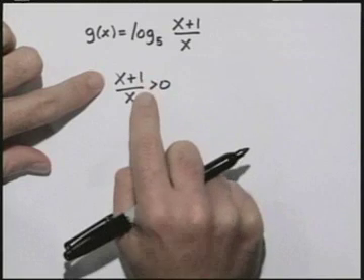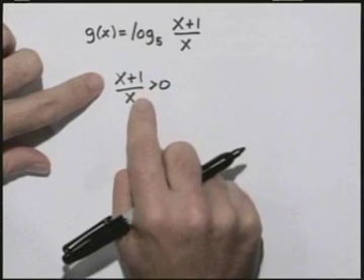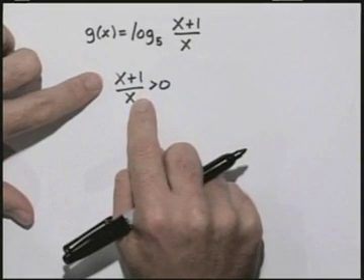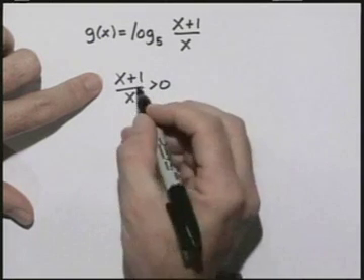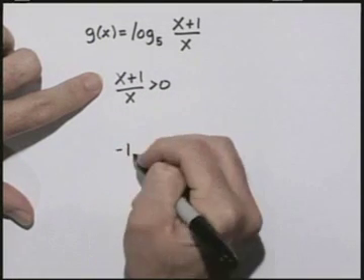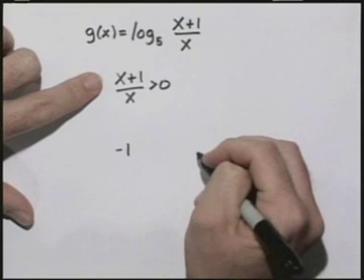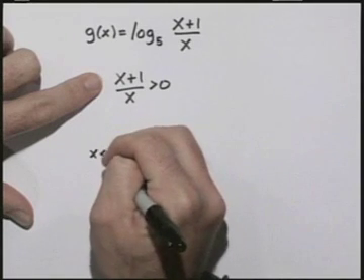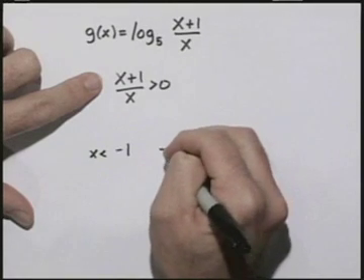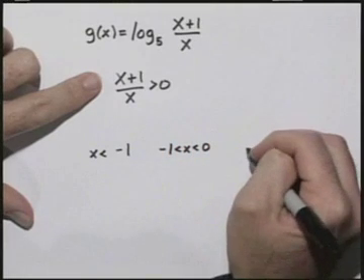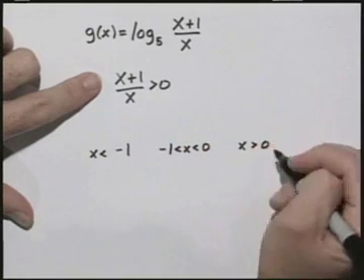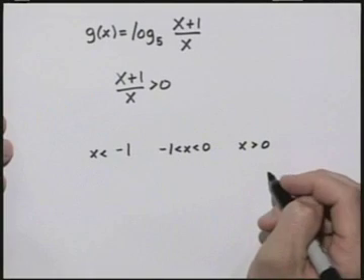To do that, we identify the zeros of the numerator and the zeros of the denominator and use those zeros to create intervals of numbers. The zero of the numerator is -1 and the zero of the denominator is 0. So we're going to look for all x less than -1 as one of our intervals, all x between -1 and 0 as a second interval, and all x greater than 0 as a third interval.